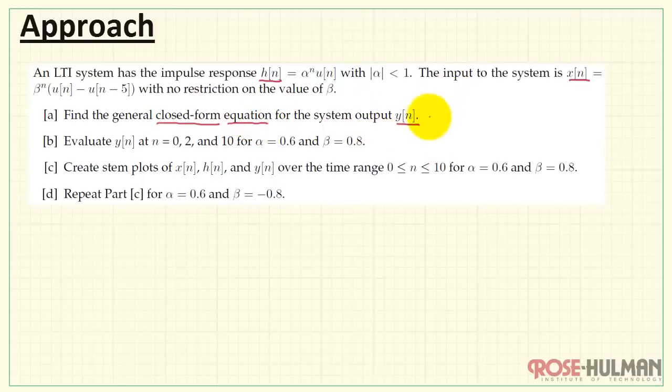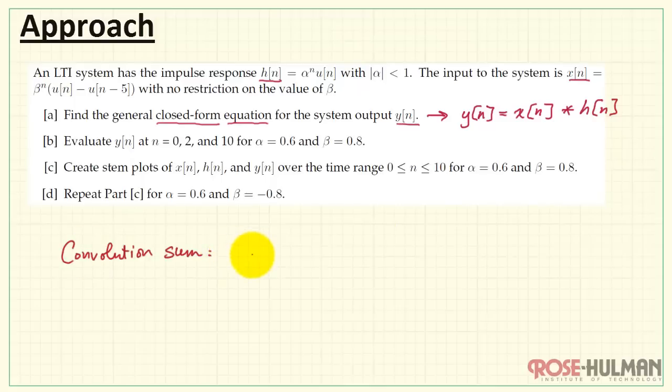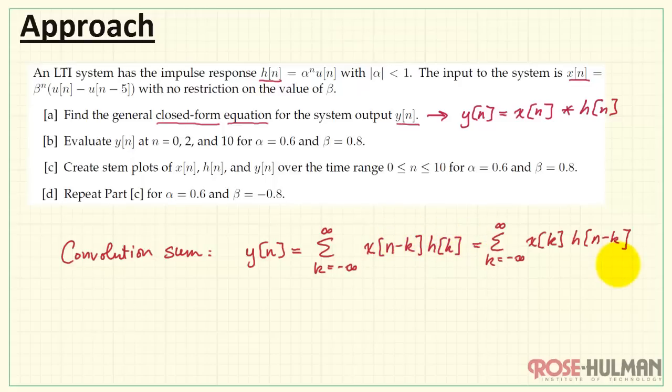Because this is a linear time invariant system, then we know that we can convolve the input with the impulse response to produce the output. The convolution sum looks like this. It can also be written in the alternative form, where we interchange the arguments of x and h. The impulse response is of infinite length, whereas the input is of finite length.